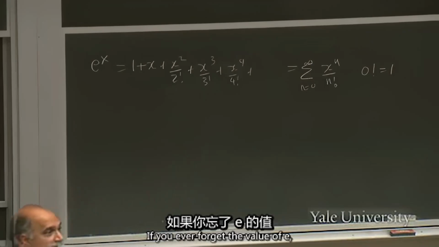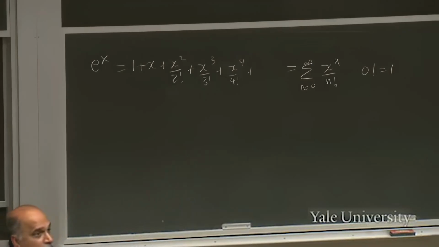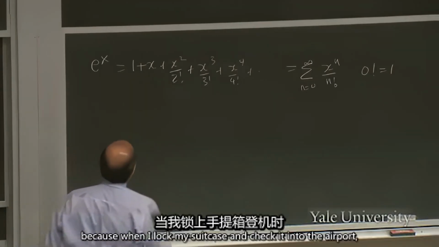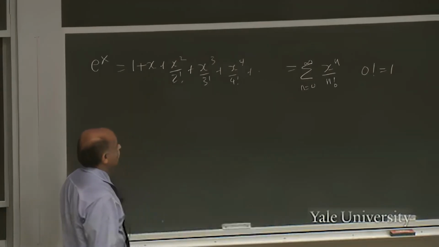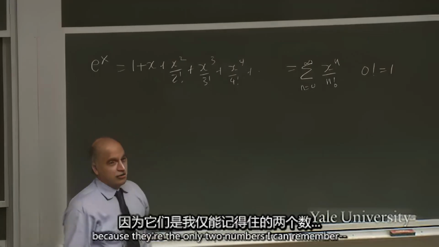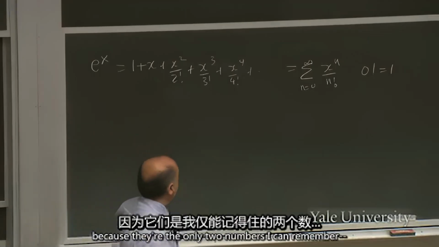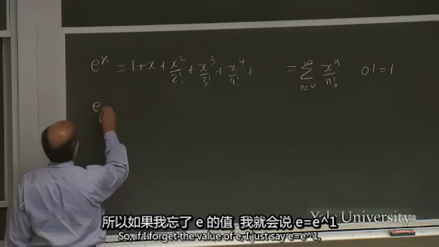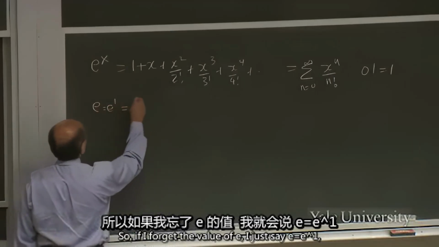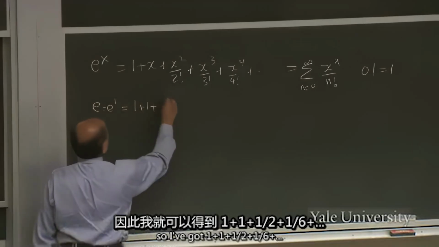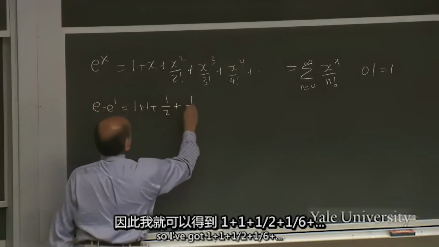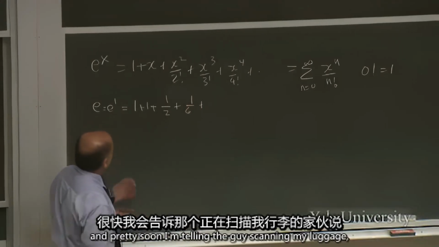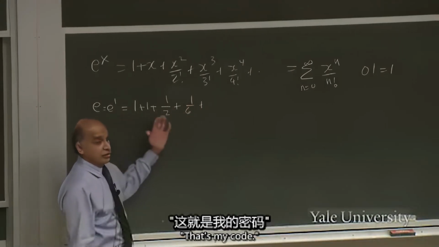If you ever forget the value of e, and I need to know the value of e because when I lock my suitcase and check it into the airport, I use either e or pi, because they're the only two numbers I can remember. So if I forget the value of e, I just say e is the same as e to the 1. So I got 1 plus 1 plus 1 over 2 plus 1 over 6. And pretty soon I'm telling the guy scanning my luggage, that's my code.